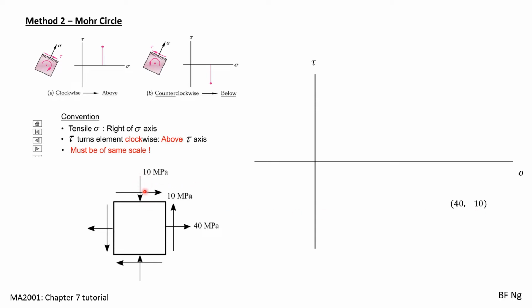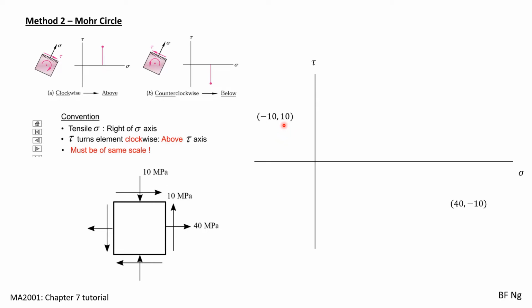On the other surface, we have a compression of 10 and a shear stress of 10. Compression is negative. Shear stress itself will rotate the element clockwise, as such shear stress is positive. The other point is here.